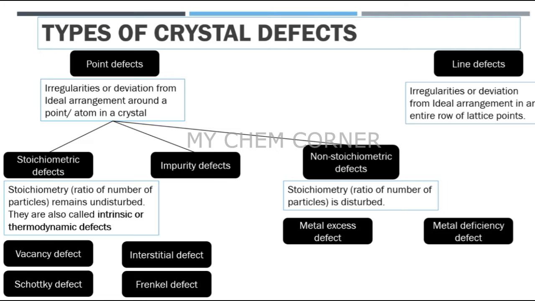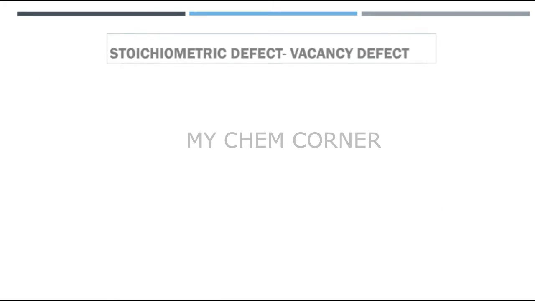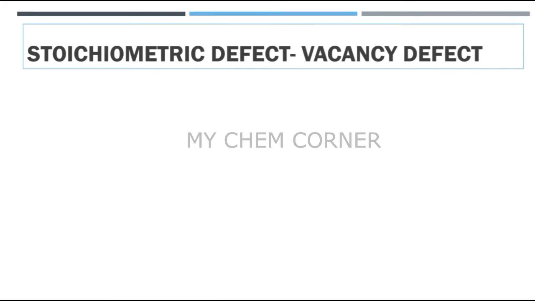Now, under metal excess defect, we have 2 different types. One is caused by anionic vacancy and the other one is caused by excess cations. So each of these we're going to go in detail and we're going to learn what are the properties of it, how does it happen, and which type of examples are these type of defects generally seen. So we will go in detail in this video. Now the next one that we're going to talk in detail is about stoichiometric defects. So let's learn about that.